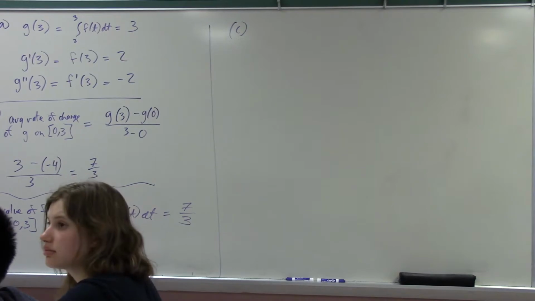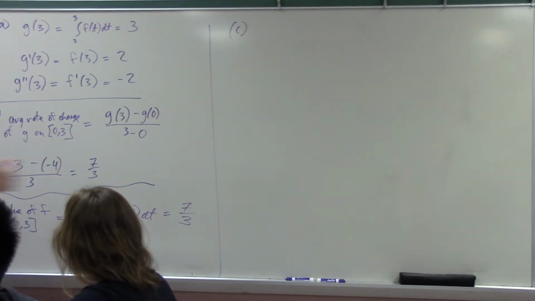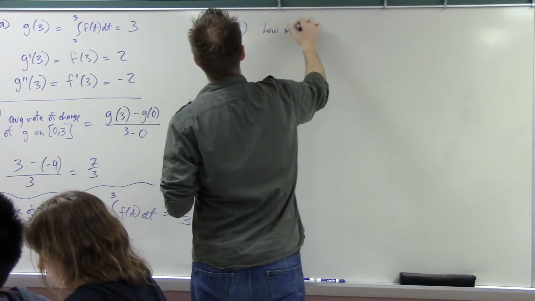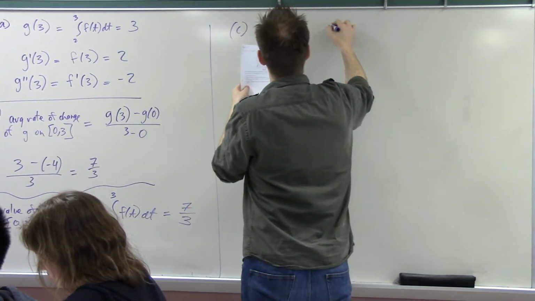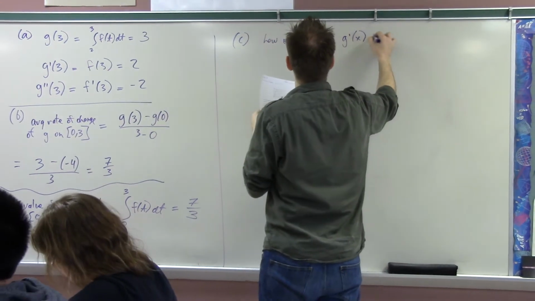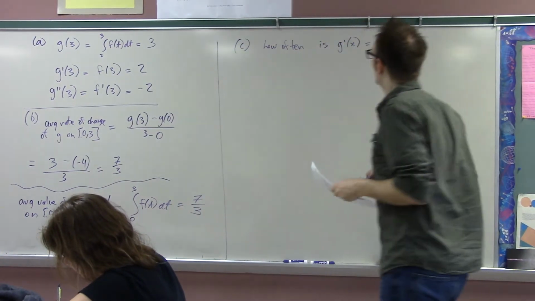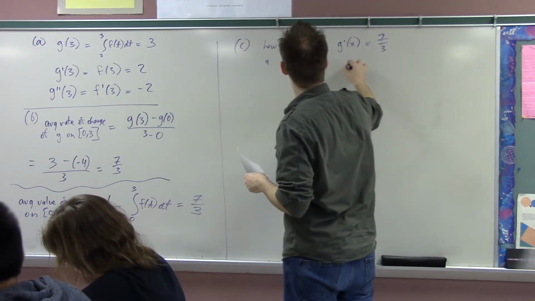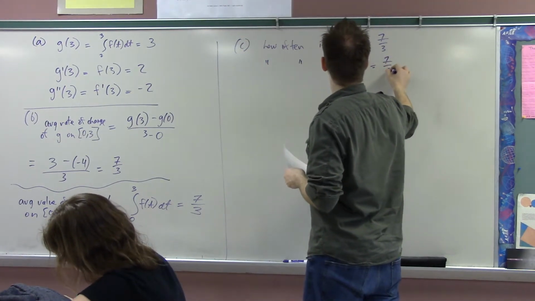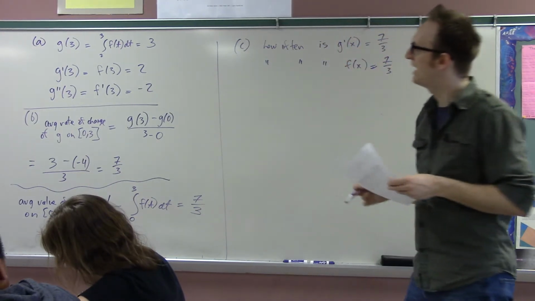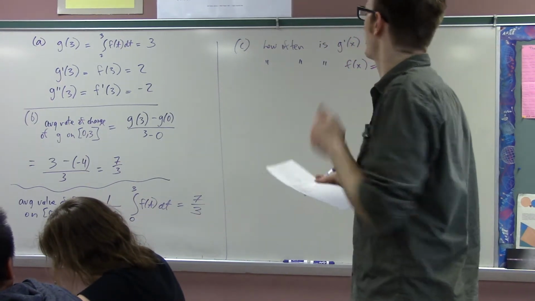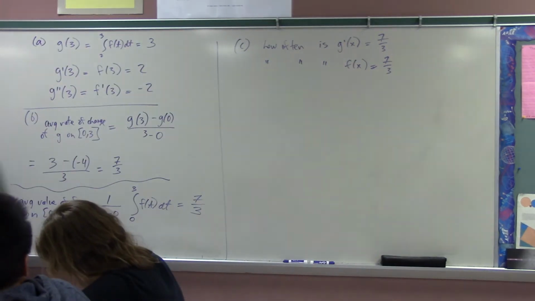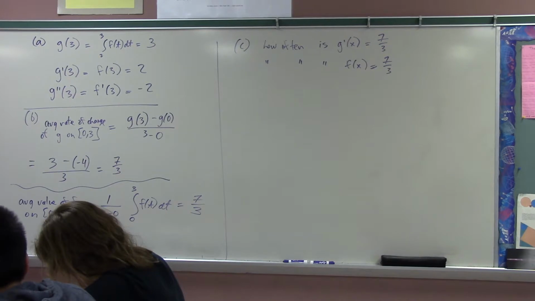Yes, they're basically saying, for what x, so how often is G prime of x equal to 7/3? And G prime of x is simply f. So really they're asking how often is f 7/3 on the interval 0, 3? Once. Twice. Twice, right? Because 7/3 is like 3 something.